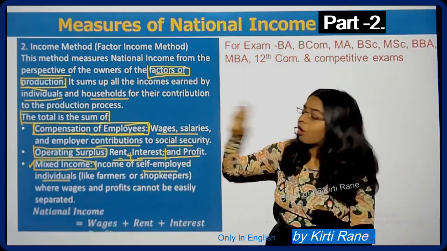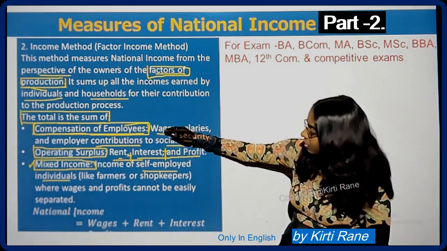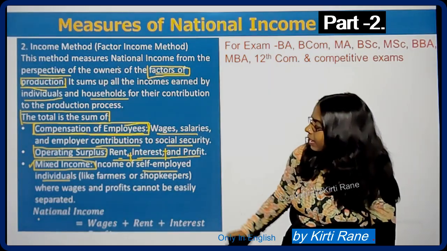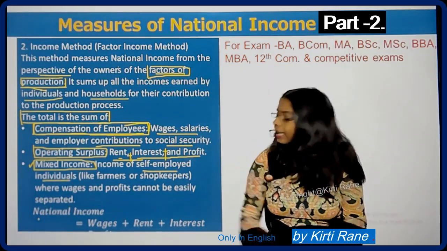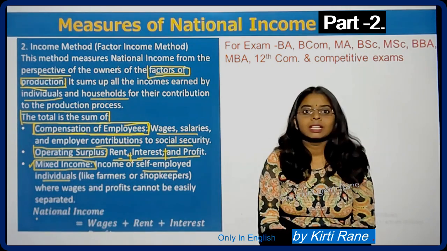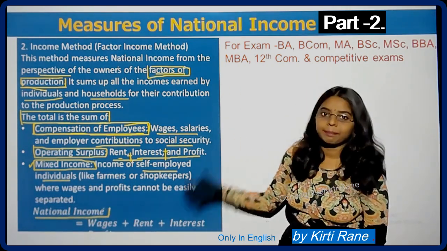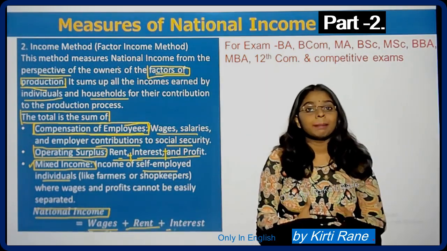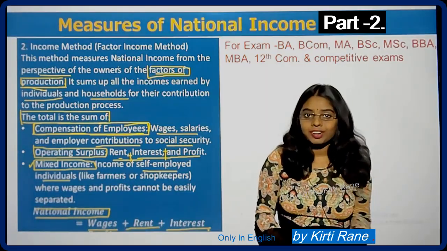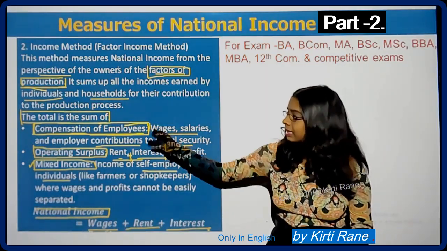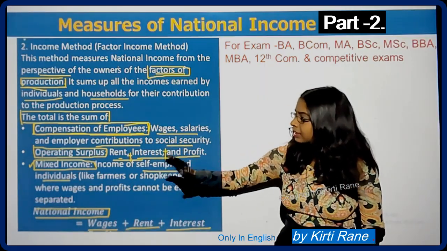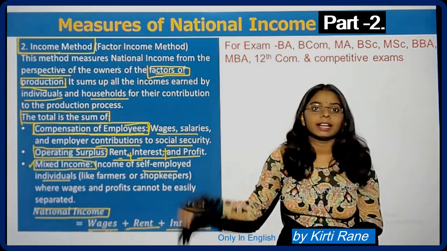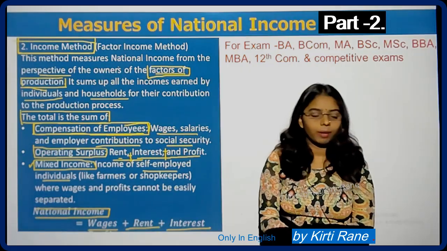Now we will add all these three components: compensation of employees, operating surplus and mixed income. By adding all three, we get our national income. So this was the process of the income method. We add all the income generated by the owners of the factors of production, which is categorized in three categories: compensation of employees, operating surplus and mixed income. We add all those and thus we arrive at the national income of our economy.